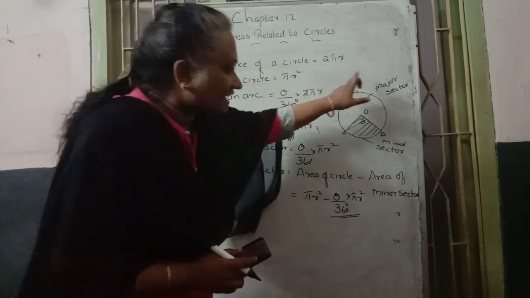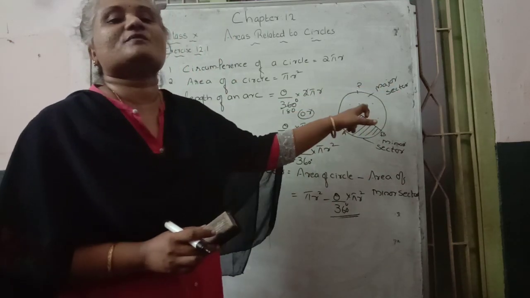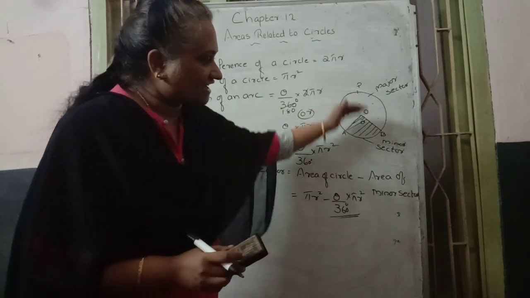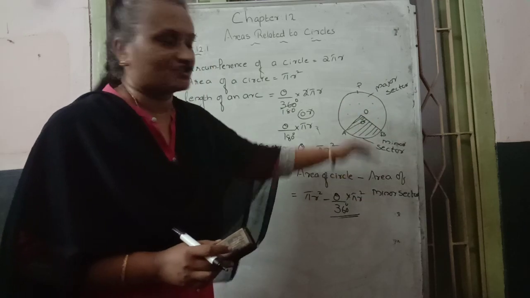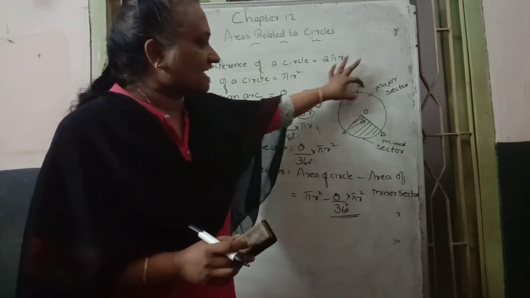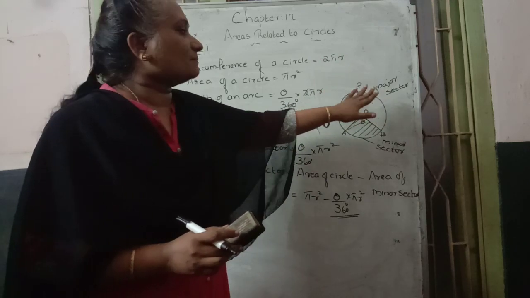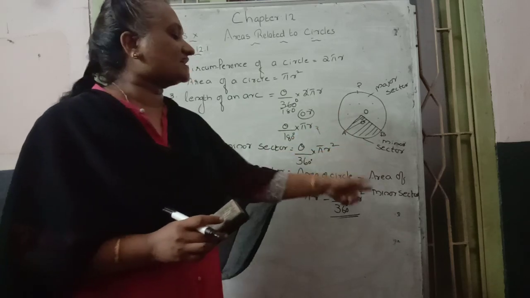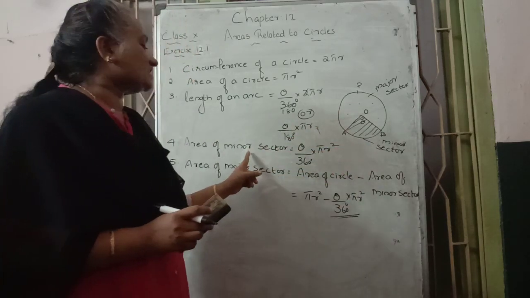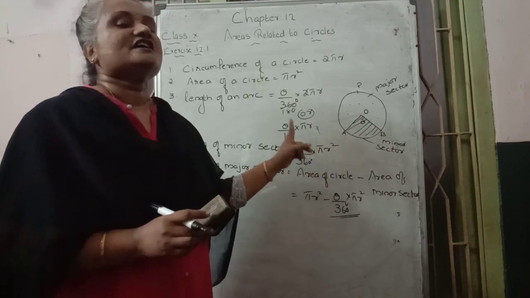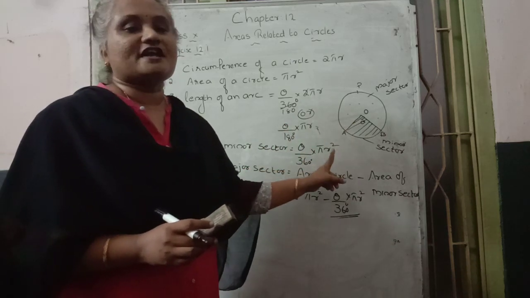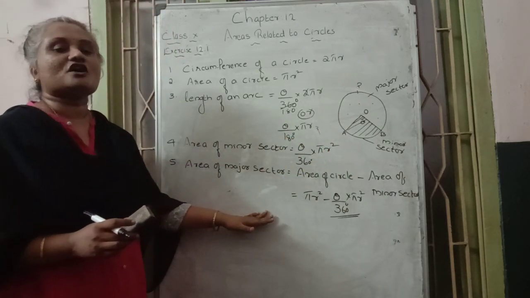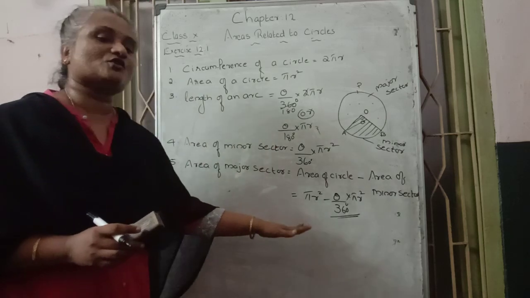How to find out the area of the full circle? The area of the circle formula is pi r square. That area is removed with the shaded part area, then we get the not shaded part, that is the major sector. The shaded part represents the minor sector, so we subtract the area of the minor sector. We know the minor sector area is theta by 360 into pi r square. This is the formula for finding the area of the major sector. I hope you can understand.